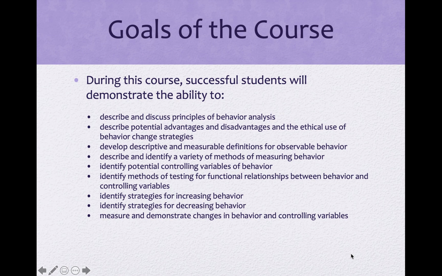So hopefully at the end of the course, you're going to be able to talk a little bit about the principles of behavior analysis, be able to describe potential advantages and disadvantages regarding the ethical use of behavior change strategies, develop descriptive and measurable definitions for observable behavior, describe and identify a variety of methods of measuring behavior, identify potential controlling variables, identify methods of testing functional relations between behavior and controlling variables, identify strategies for increasing behavior, for decreasing behavior, and how to measure that change.